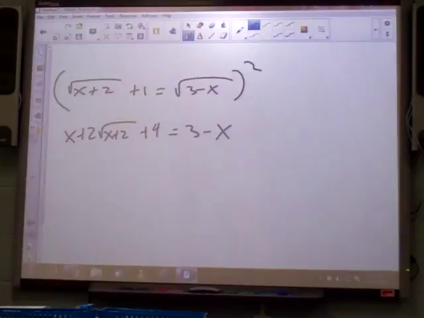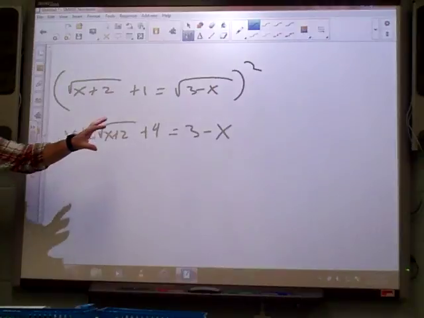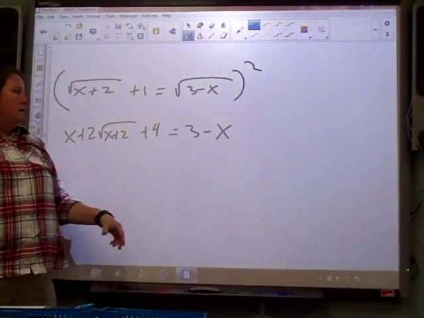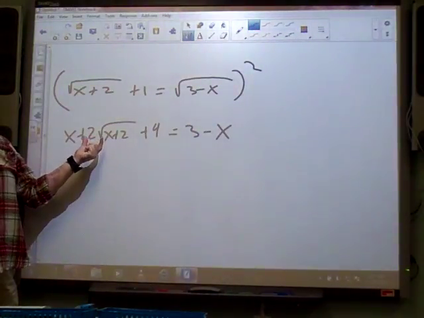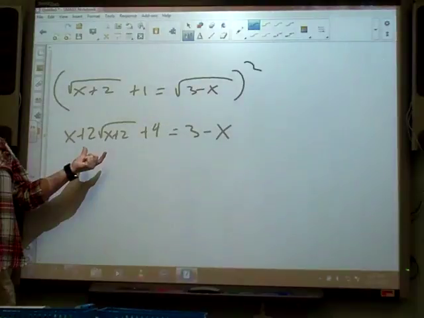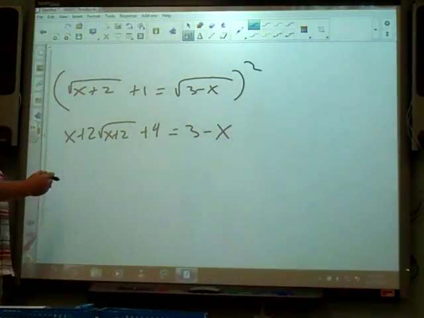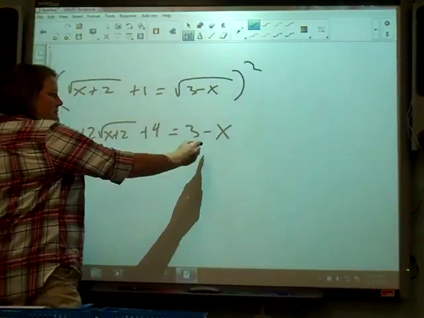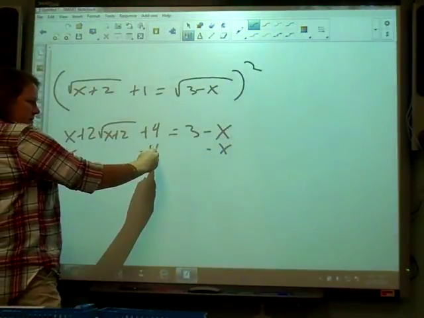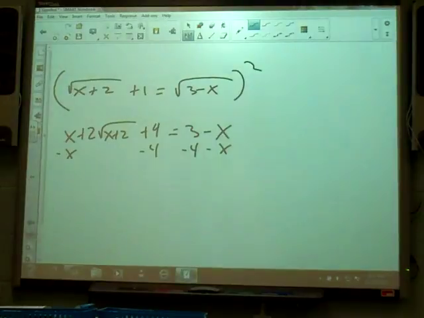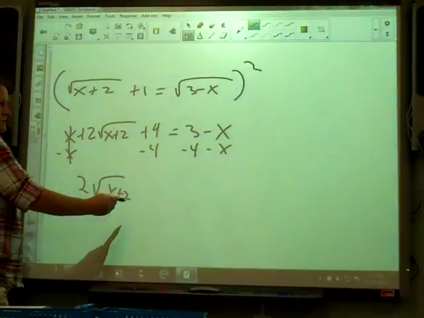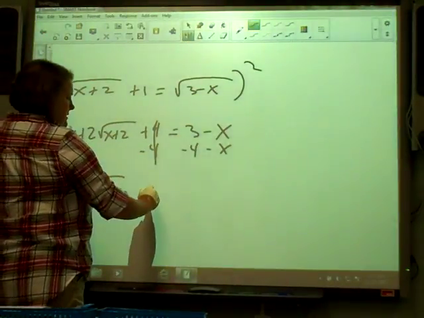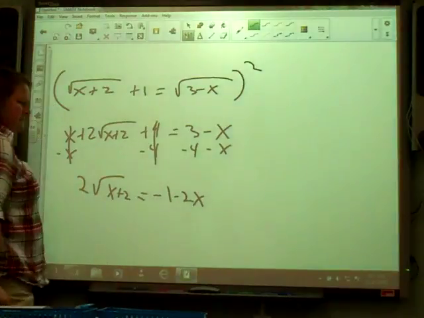Now the dilemma, and this is the hardest kind today, so you don't see as many of these, but the dilemma now is what was a radical over here is gone, but we still got a radical over here. So now we need to start trying to get this radical all by itself. Okay? So I would say, well, you can do that, right? You can do this, right? Okay, so that's gone. I got 2 square roots of x plus 2. That's gone. It's equal to negative 1 minus 2x.